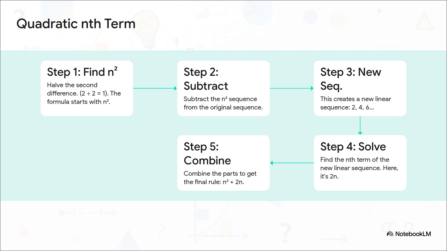And the final step, step 5, just combine the two bits you found, the n squared from the start and the 2n you just worked out. The final answer is n squared plus 2n.